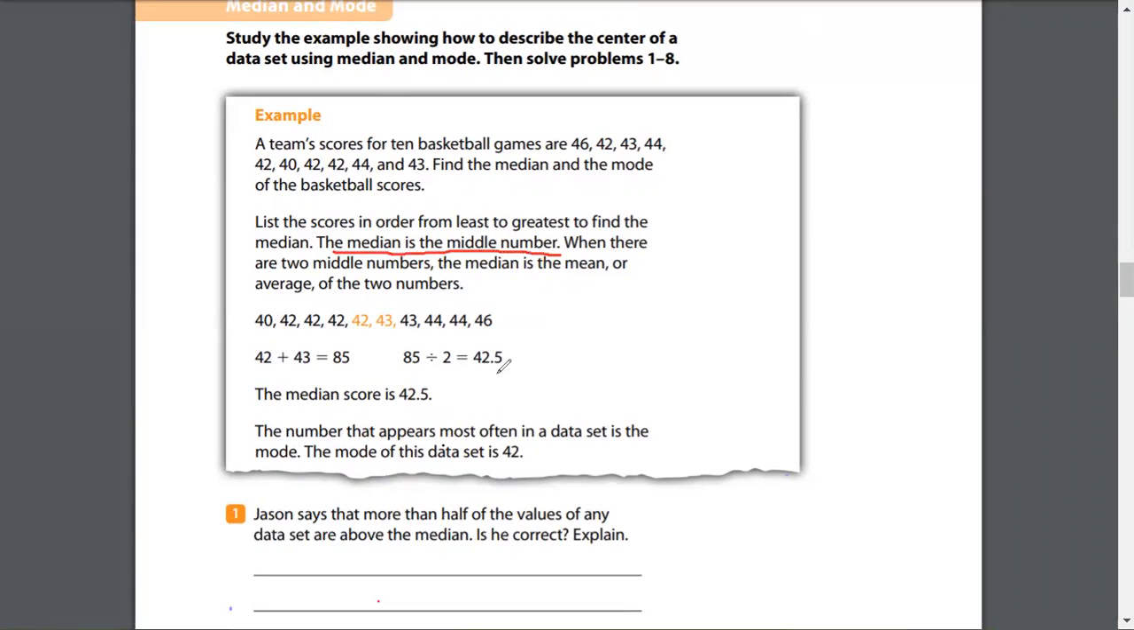Sometimes you will not, because the mode is the number that's repeated the most. But in any circumstance, even when you're finding the mean, the median, and the mode, I would suggest you always put the data in order from least to greatest. Because even when you look at the data set, that 42 is 4 of them, right? There's that one over there at the beginning, and then 2 together.